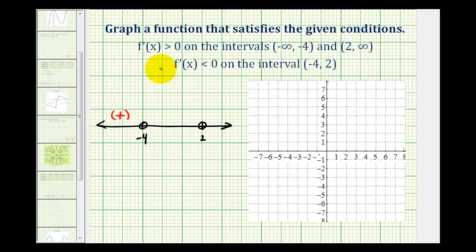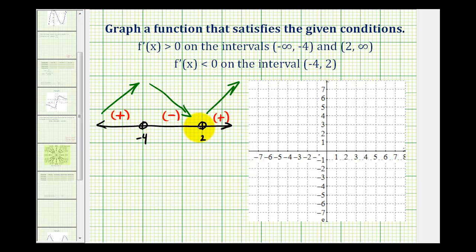Remember, if the first derivative is positive, that means the function must be increasing on this interval, which means it's moving upward from left to right on this interval. And then on the interval from -4 to 2, the derivative is negative, which means on this interval here, the function must be decreasing, or moving down from left to right. And then from 2 to infinity, the derivative is positive again, meaning the function must be increasing on this interval.